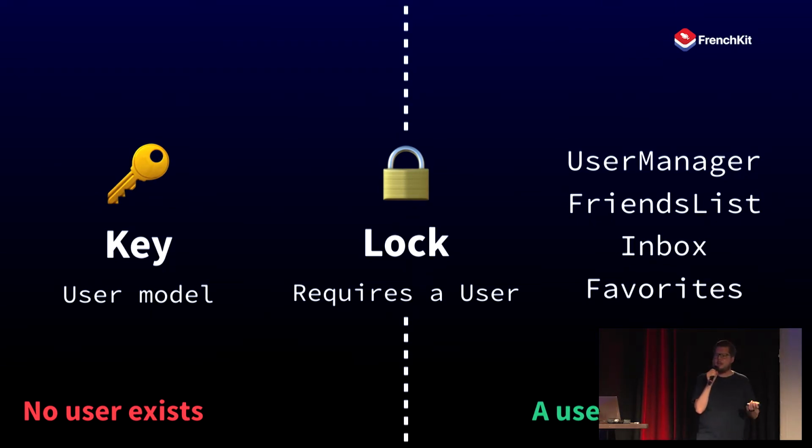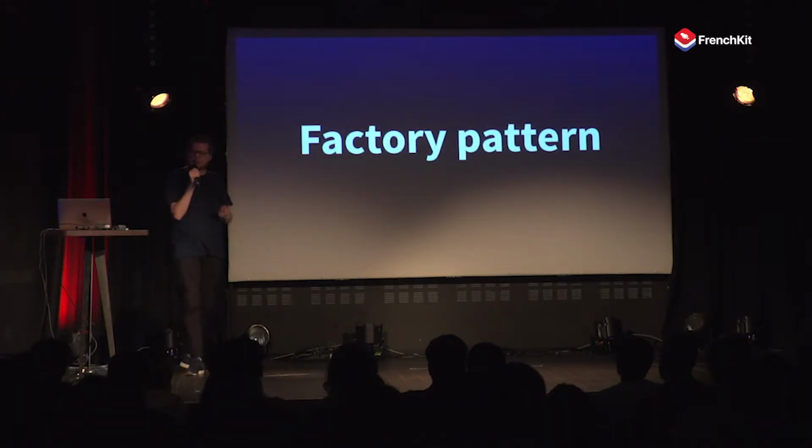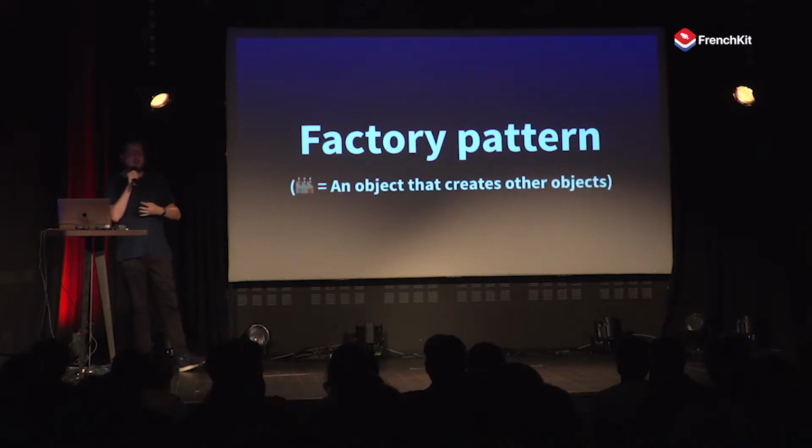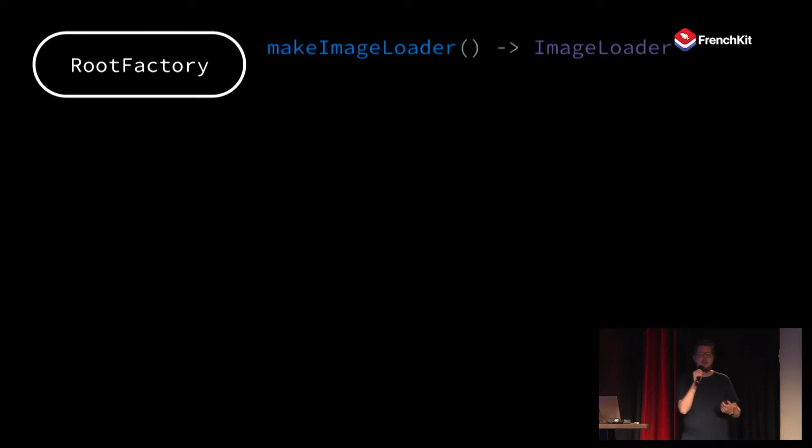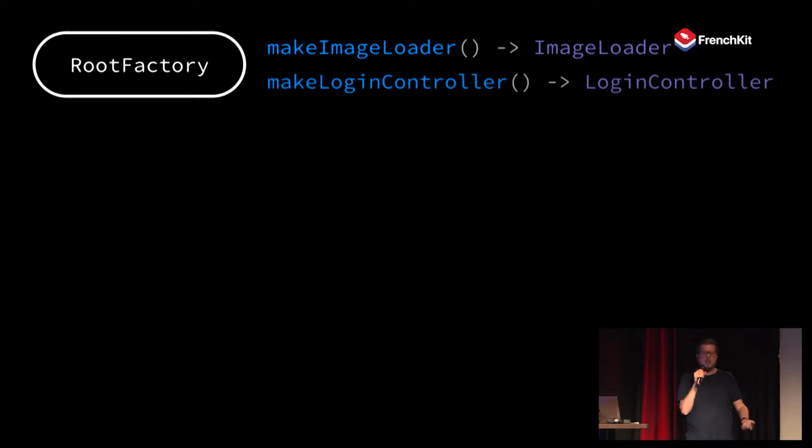So how can we do this in practice? In this case, I'm going to use the factory pattern. Now, the factory pattern is a great tool for creating objects, where a factory essentially only creates other objects, and to set up your dependencies that way. So we're going to start here with a root factory. This root factory is able to create all objects that don't have any specific dependencies. So here we can make our image loader, which doesn't really require a user. We can also make the login controller that we can use to log into the app.